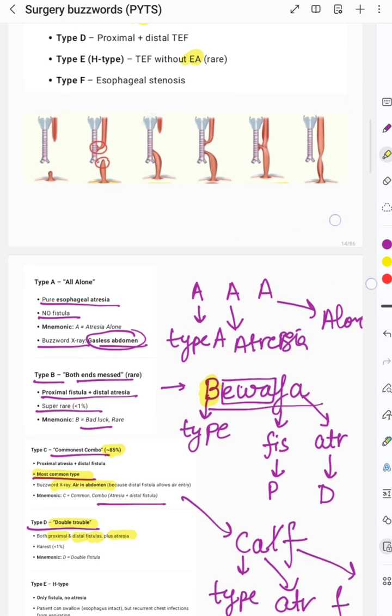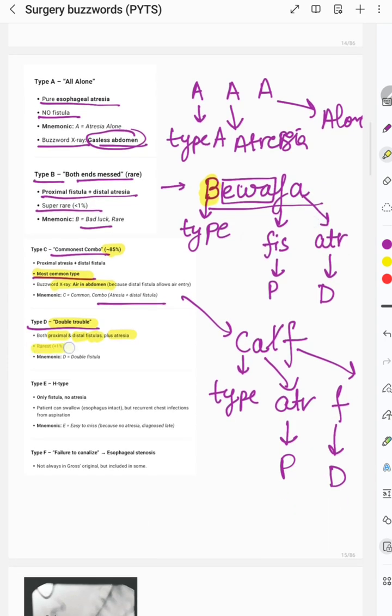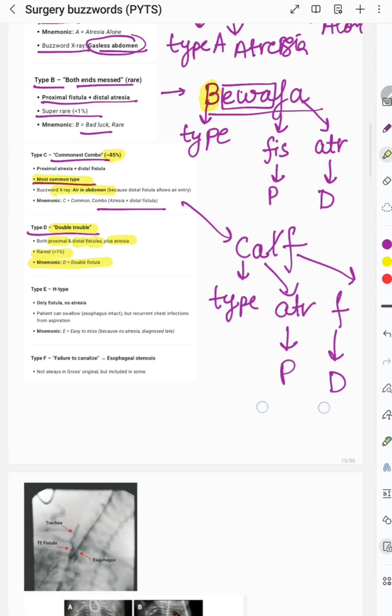So this will be like this. This is type D, double trouble. There will be proximal and distal fistula, and there will be atresia also. And this is also the rarest. So we can just go through this once.